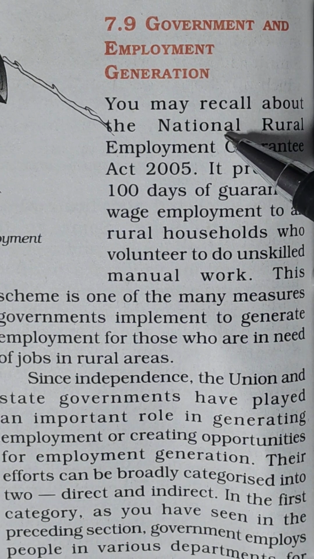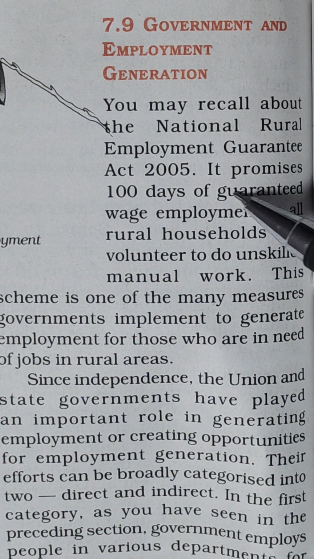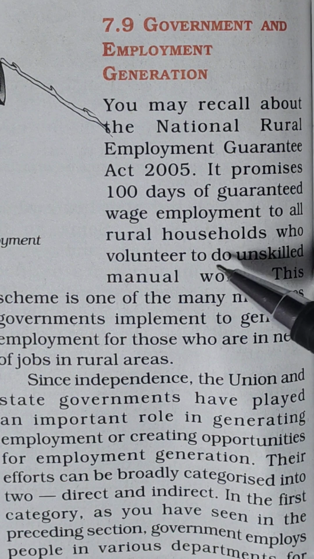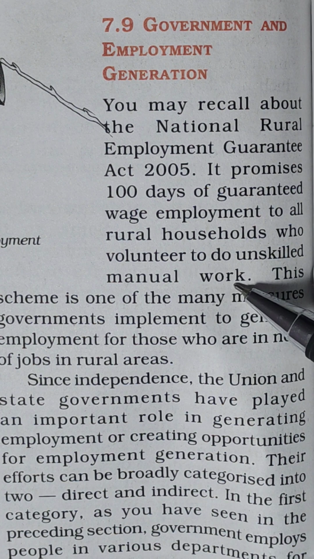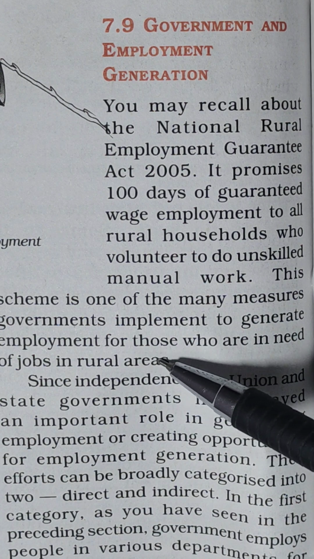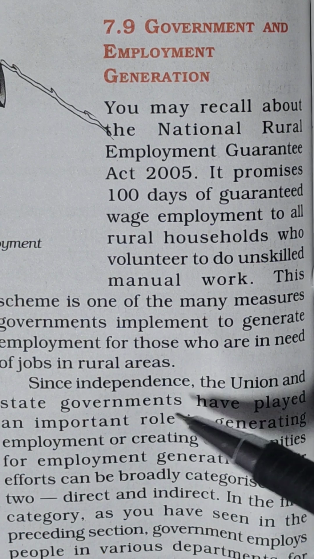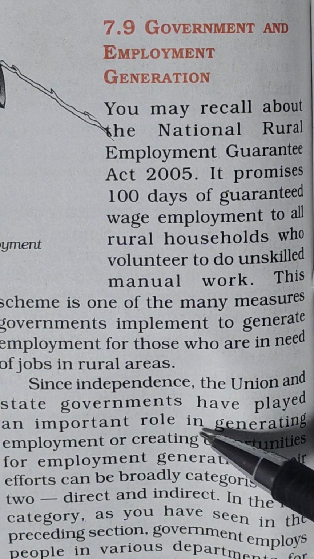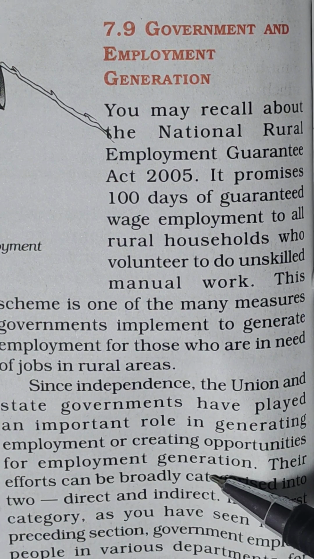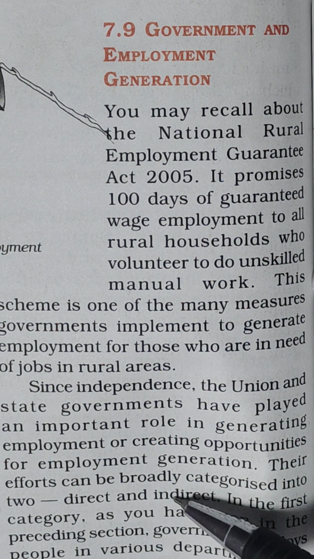Government and employment generation. You may recall the National Rural Employment Guarantee Act 2005. It promises 100 days of guaranteed wage employment to all rural households who volunteer to do unskilled manual work. This scheme is one of the many measures governments implement to generate employment for those who are in need of jobs in rural areas. Since independence, the union and state governments have played an important role in generating employment or creating opportunities for employment generation. Their efforts can be broadly categorized into two: direct and indirect.